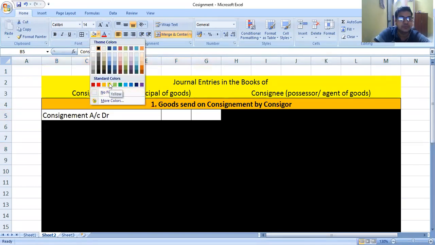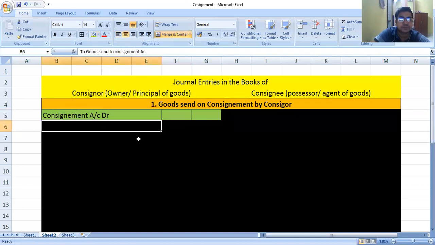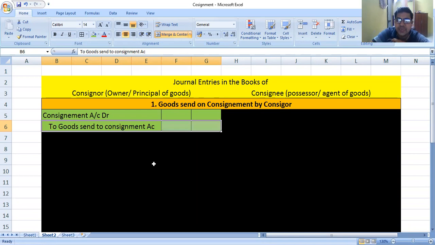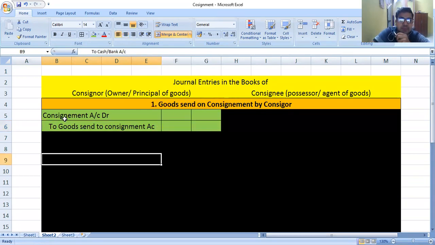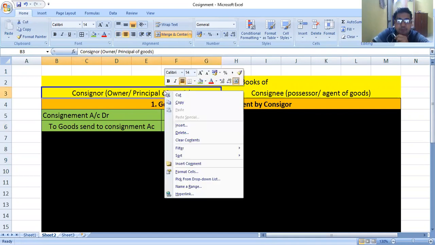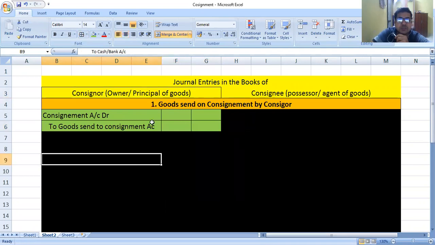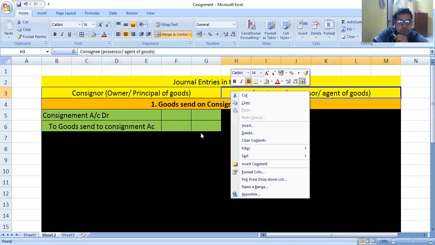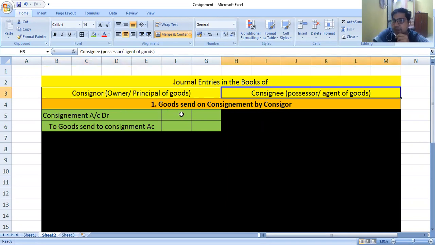The entry will be consignment account debit to goods sent to consignment account. This particular entry we have to pass in the books of consigner whenever the goods are sent by consigner to the consignee.